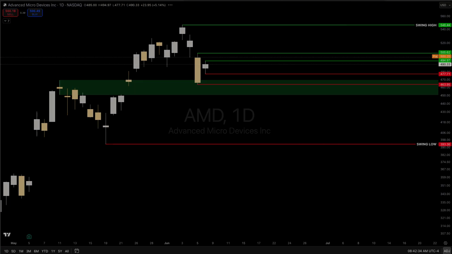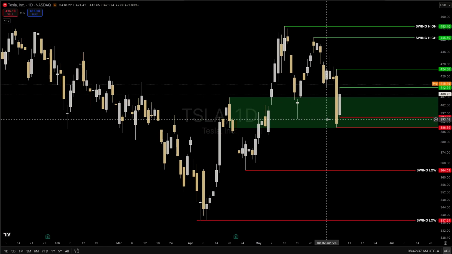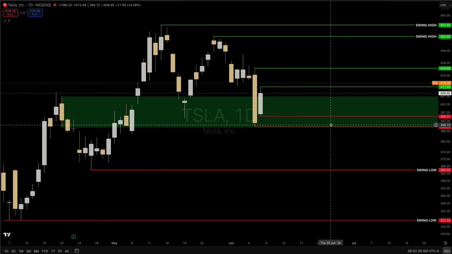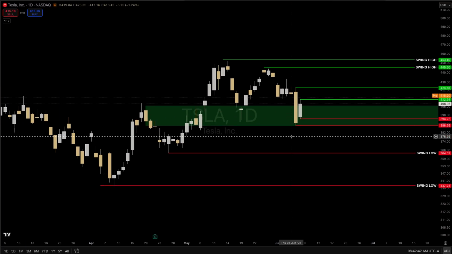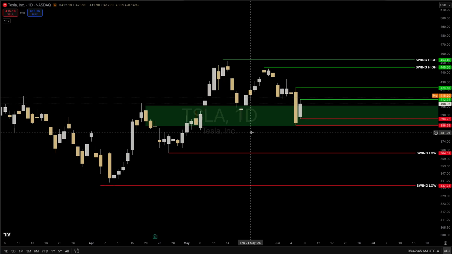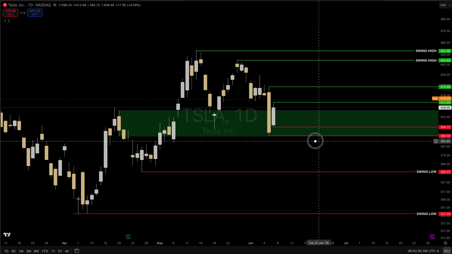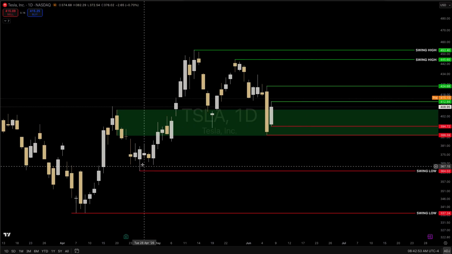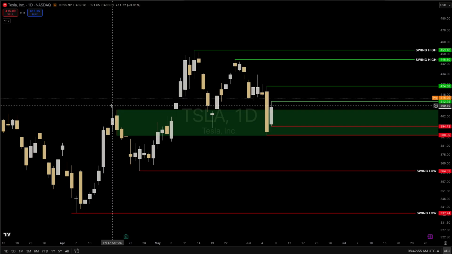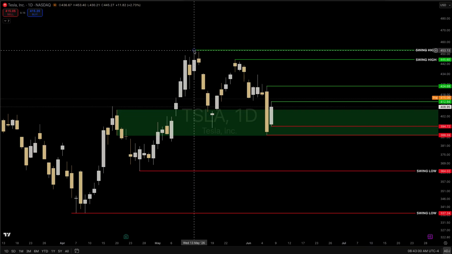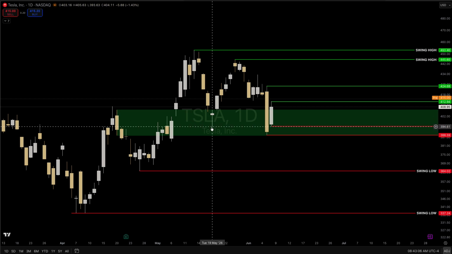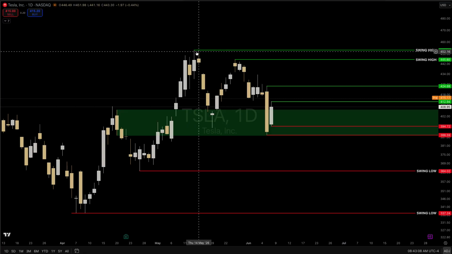Let's go to Tesla. On Tesla, as you can see here, this was the major swing low, and this was the major swing high. So we broke above this swing high and we made another swing high, the higher high here. Now this is the higher low, right? This is the lower high, because this high is lower than this one.